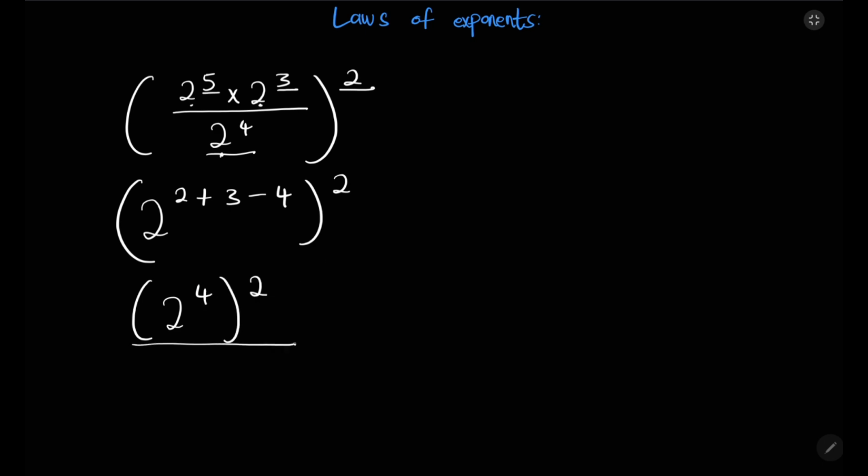And how do we solve this? You guys should know this. This will be, write down our base, which is 2, then 4 times 2. This will be 2. 4 times 2 is 8. So your answer is 2 to the power 8. You can punch this in your calculator and see which answer you'll get. And that is how we simplify using the laws of exponents.